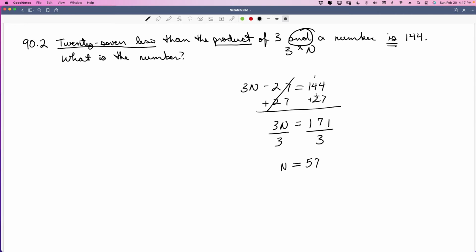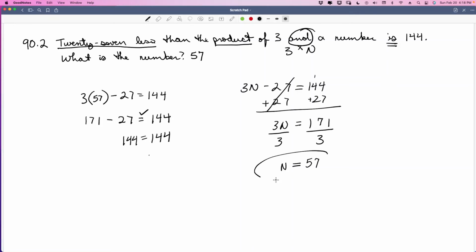Okay. So now we check. So we say 3 times 57 minus 27 is 144. So 171 minus 27, when we put that in the calculator, we find that 171 minus 27 is 144. So that is correct. 144 equals 144. Always check your work and you'll know if you are on the right track. If you can't get this, then redo the problem. All right, let's see if we have another problem, and we do. So when it says what is the number, we can say 57 is the number, right? Because we have that right down there.